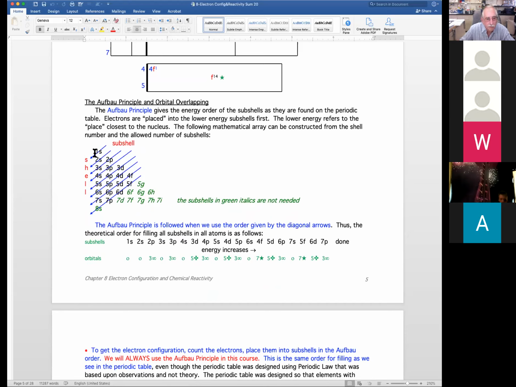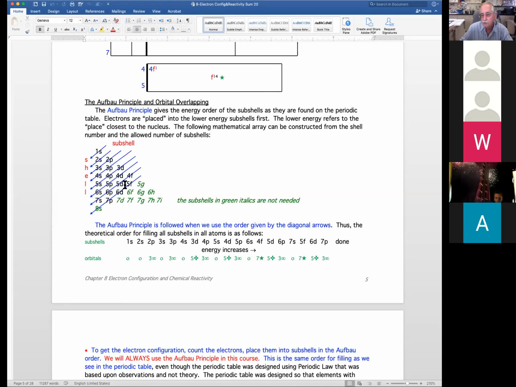So here's the shells, right? Shell number 1, I get the 1s, it's done. Shell number 2, I got the 2s, the 2p. Shell number 3, the 3s, 3p, 3d, right? You can understand how this was put together. If this right here was missing, you'd be able to figure out what it was, right? So it's a mathematical array.